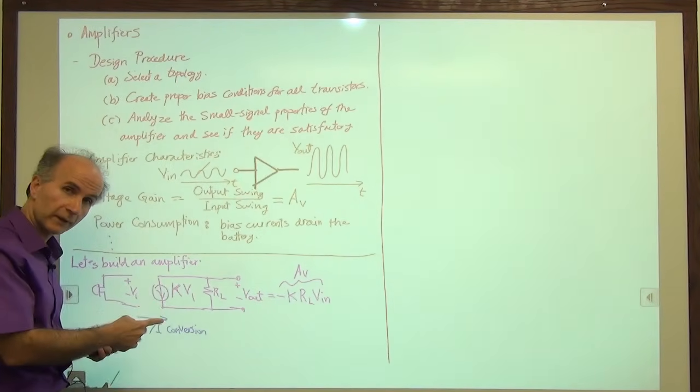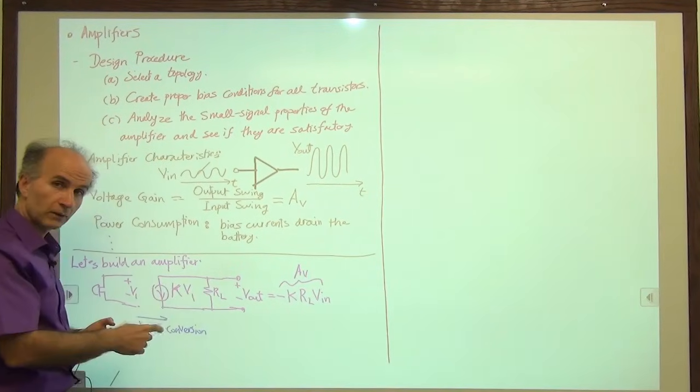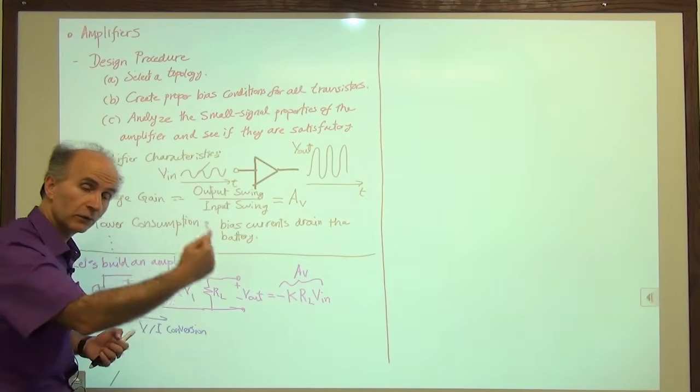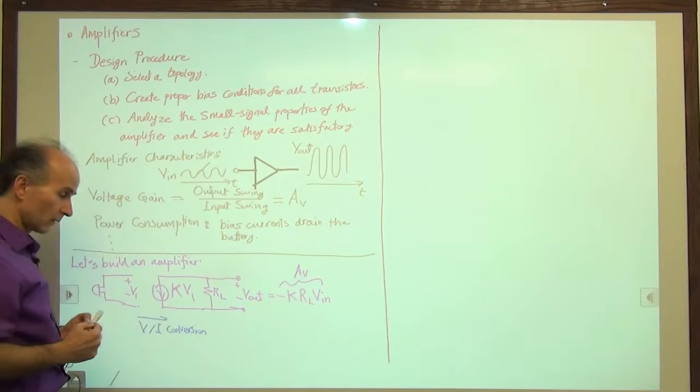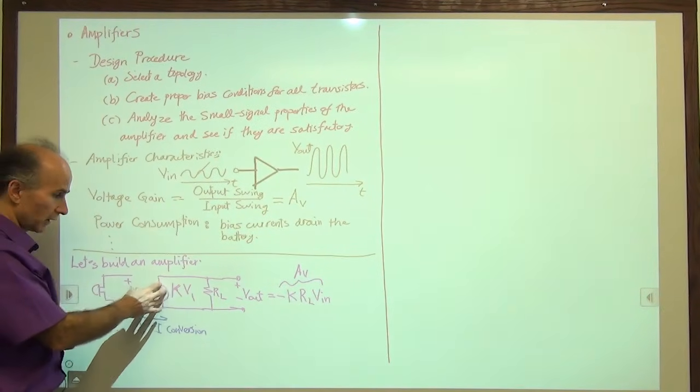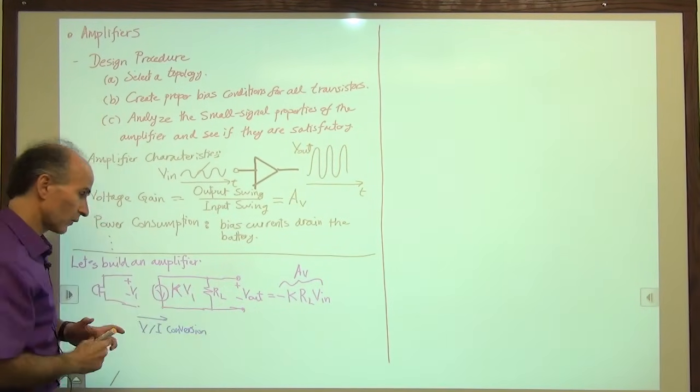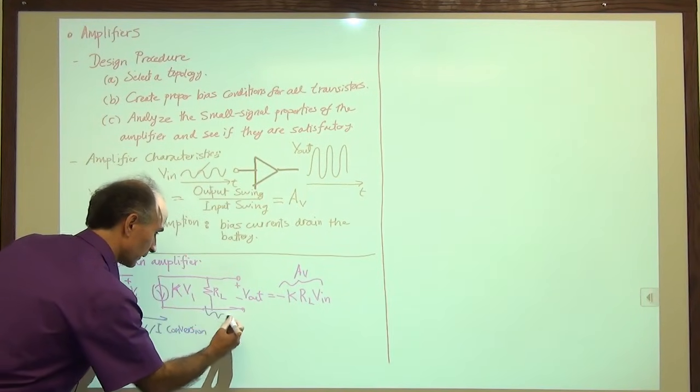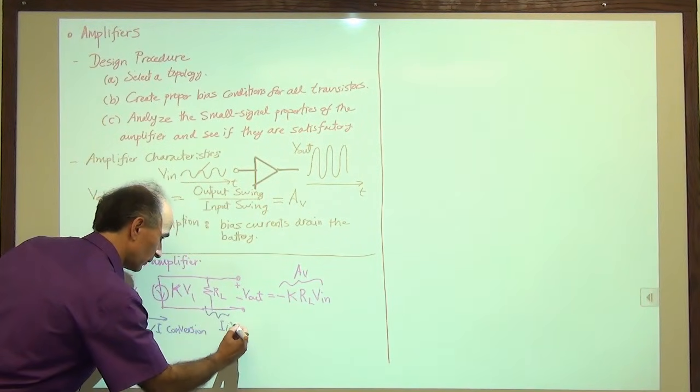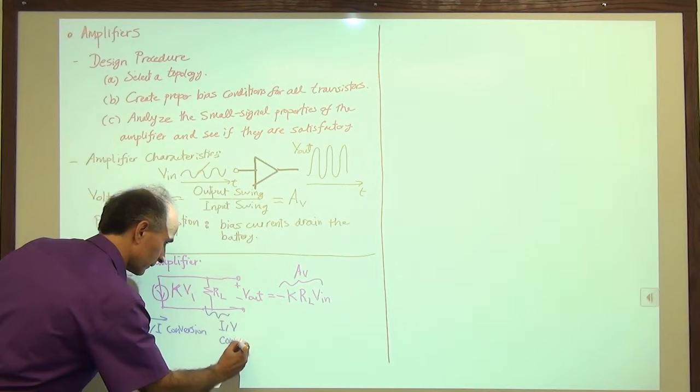What do we do with this current? We pass the current through a resistor to create current to voltage conversion. So voltage to current, current to voltage. That's the voltage. So we say the resistor does current to voltage conversion.